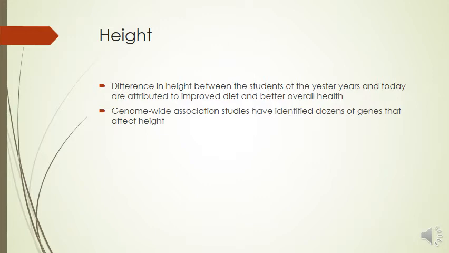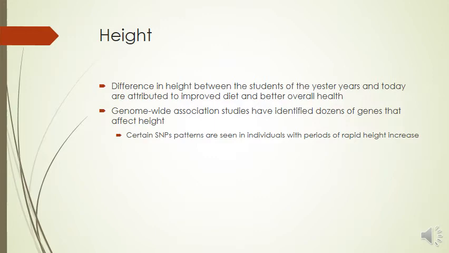The difference in heights between then and now is attributed to improved diet and better overall health, and perhaps the fact that many men were killed in the First World War in the years before the first heights were measured. At least 50 genes affect height. And certain SNP patterns are seen in individuals with periods of rapid height increase, and we will discuss that in just a moment.